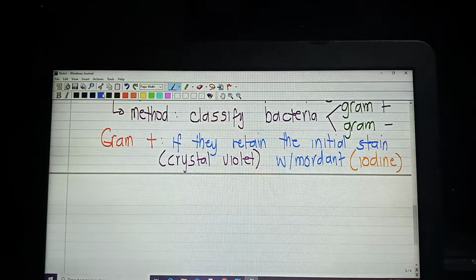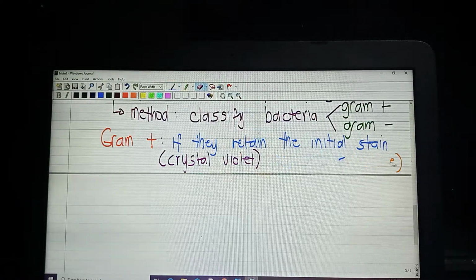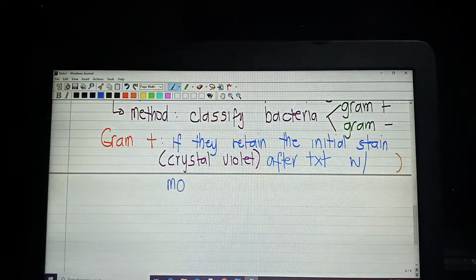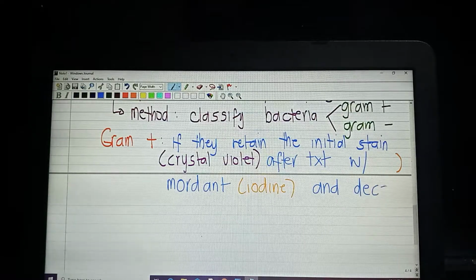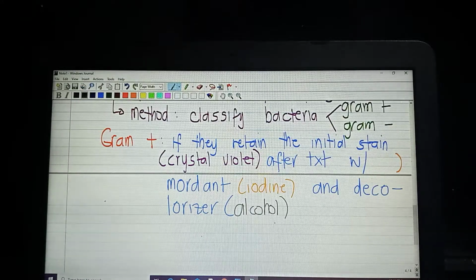If they retain the initial stain, crystal violet, after treatment with mordant, what is our mordant again, class? Yes, very good, that is your iodine. And decolorizer, which is your alcohol. If they retain the initial stain, crystal violet, after treatment with iodine, your mordant, and decolorizer alcohol, those are under your gram-positive.